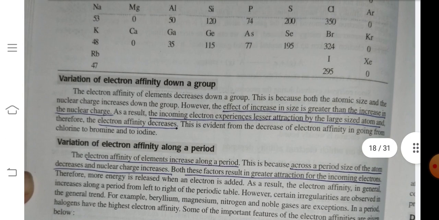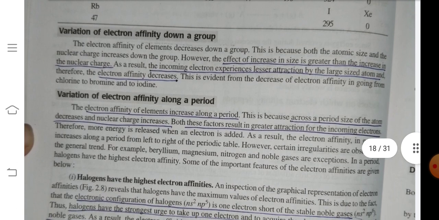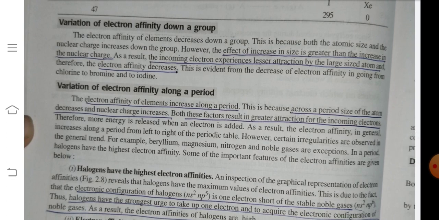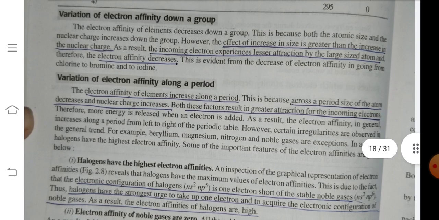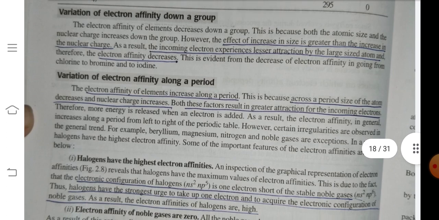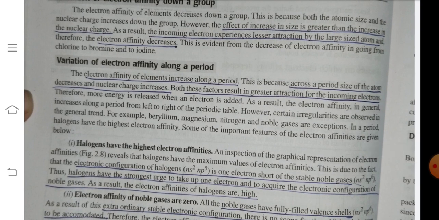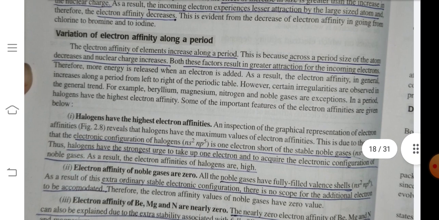Variation of electron affinity down a group. The electron affinity of elements decreases down a group. This is because both atomic size and the nuclear charge increase down the group. However, the effect of increase in size is greater than the increase in the nuclear charge. As a result, the incoming electron experiences lesser attraction by the large size atom, and therefore the electron affinity decreases. This is evident from the decrease of electron affinity in going from chlorine to bromine and to iodine.